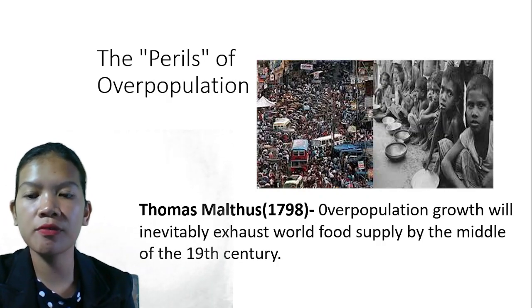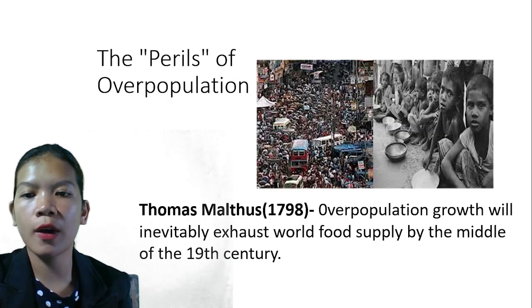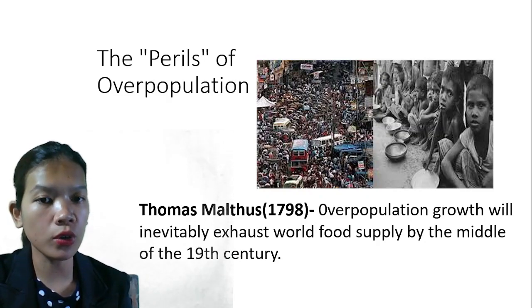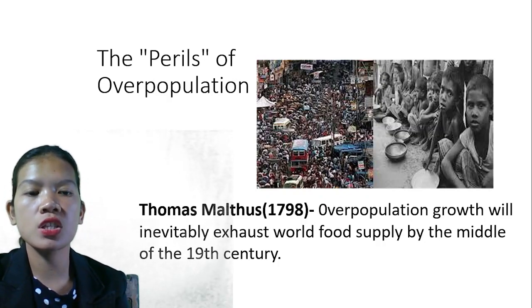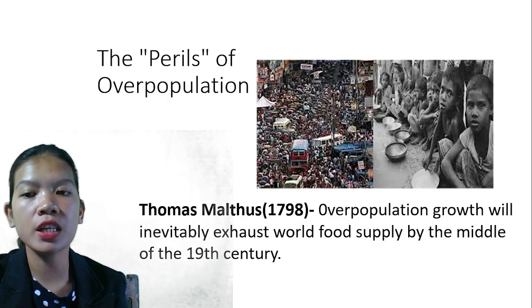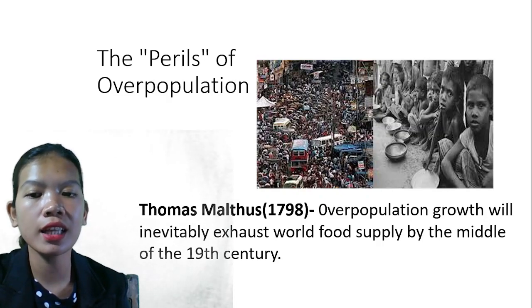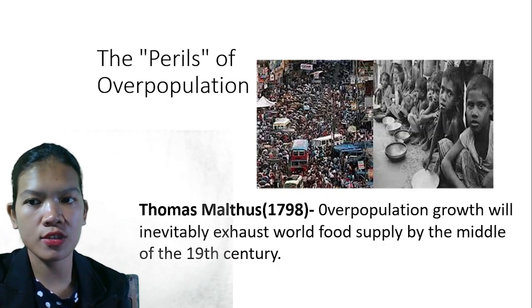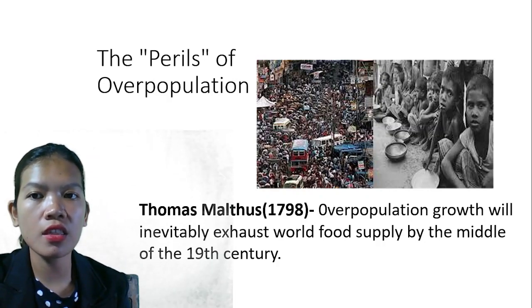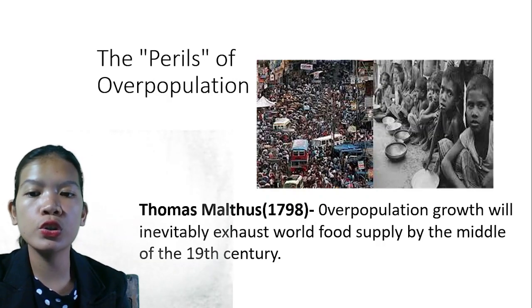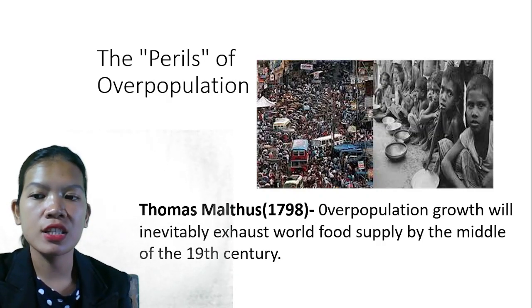And it was revived by biologist Paul Ehrlich and his wife Anne, who wrote a book entitled The Population Bomb, which argued that overpopulation in the 1970s to 1980s will bring about global environmental disasters. So those were the perils of overpopulation. And in turn, this would lead to food shortage and mass starvation.